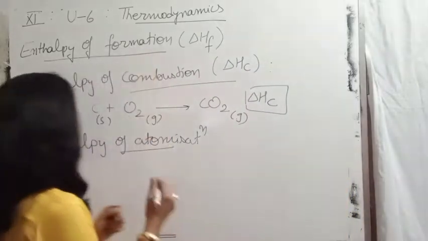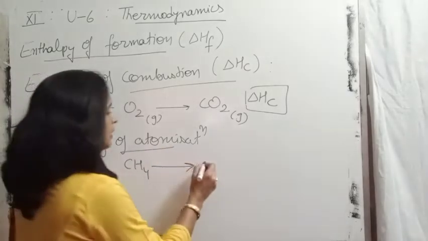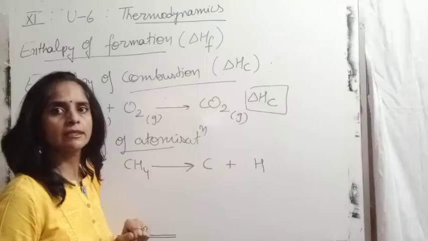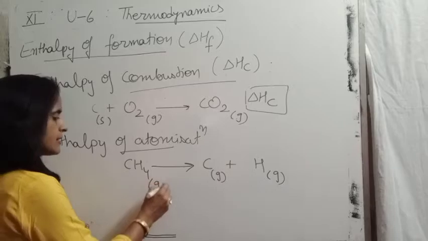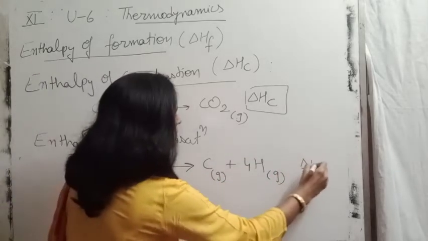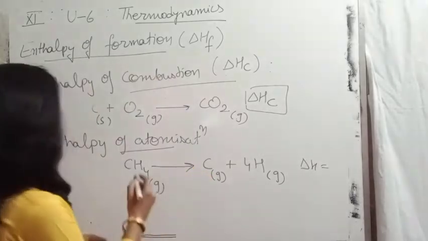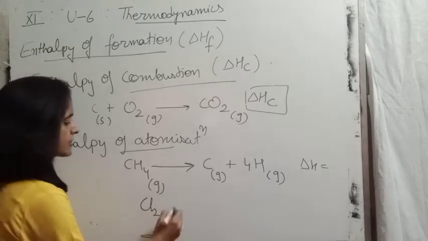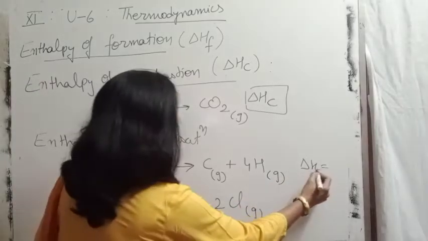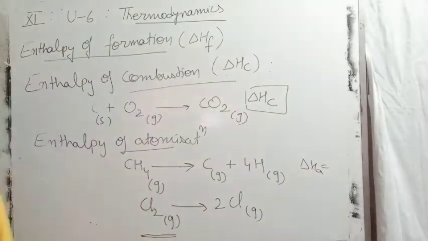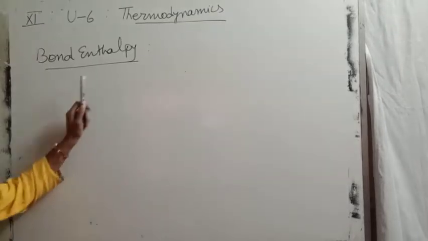For example, if I take methane, how do I represent enthalpy of atomization? It will break into atomic as well as gaseous state: CH4 gives C plus 4H. Now balance it. The enthalpy change during this process is termed as enthalpy of atomization. Or I may write Cl2 is converted into 2Cl. The enthalpy change during the process is termed as enthalpy of atomization. So children, I think now the meaning of enthalpy of atomization is clear.